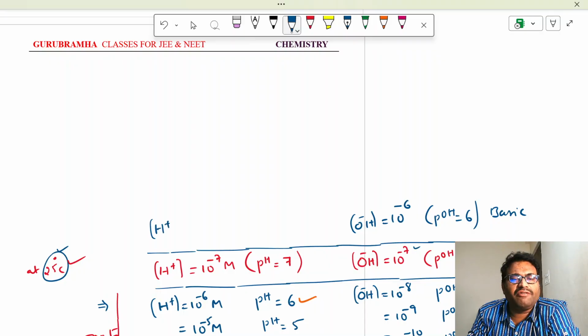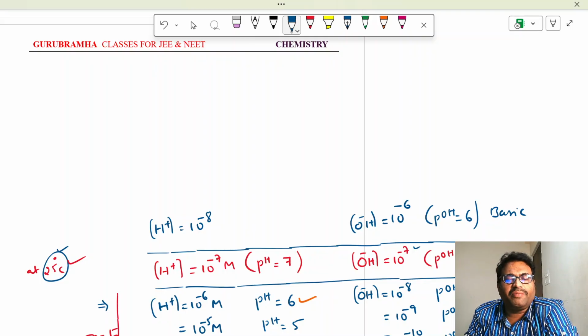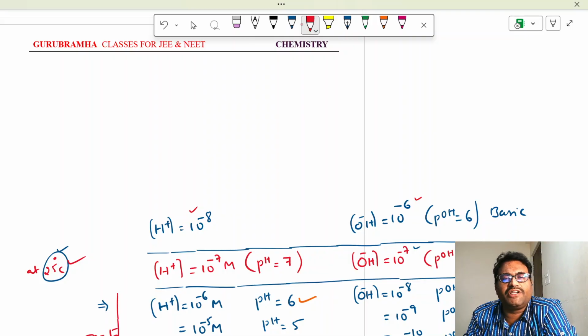If you write the H plus ion concentration and pH for this corresponding solution, now I can write H plus is equal to 10 power minus 8. On multiplying these two, 10 power minus 8 into 10 power minus 6, what do you get? 10 power minus 14. At 25 degrees centigrade, H plus ion concentration into OH minus ion concentration is equal to 10 power minus 14. Okay, are you getting this?